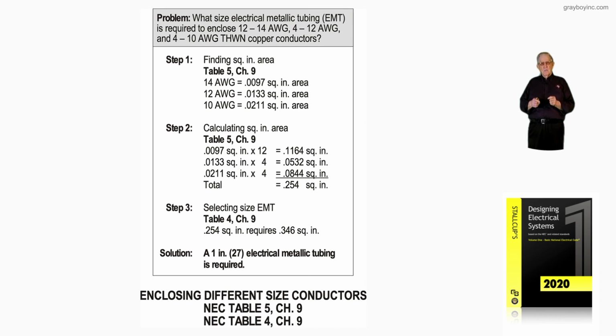So that's what this illustration is illustrating, enclosing different size conductors using Table 5, Chapter 9 to select the cross-sectional area of each conductor, and then using Table 4, Chapter 9, selecting the EMT to house the 0.254 that you see in Step 3.